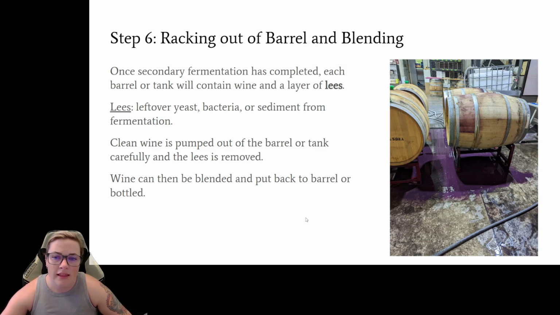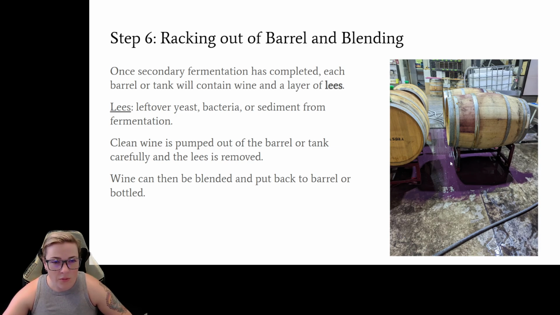So this purple stuff you see on the ground here, this is lees. So we had just pumped all of the wine out of these barrels, and then we were cleaning them out with a pressure washer and then dump them, and that goes into a drain where it gets pumped out into a wastewater treatment situation. But all of this lovely dark purple gunk is lees. So it's leftover bacteria, yeast, sediment from fermentation. It's just part of the hygiene process.